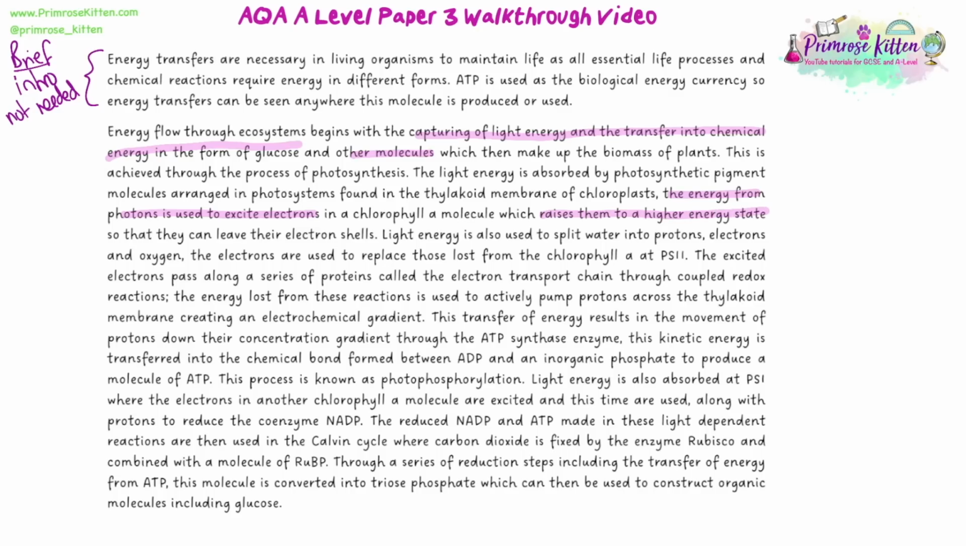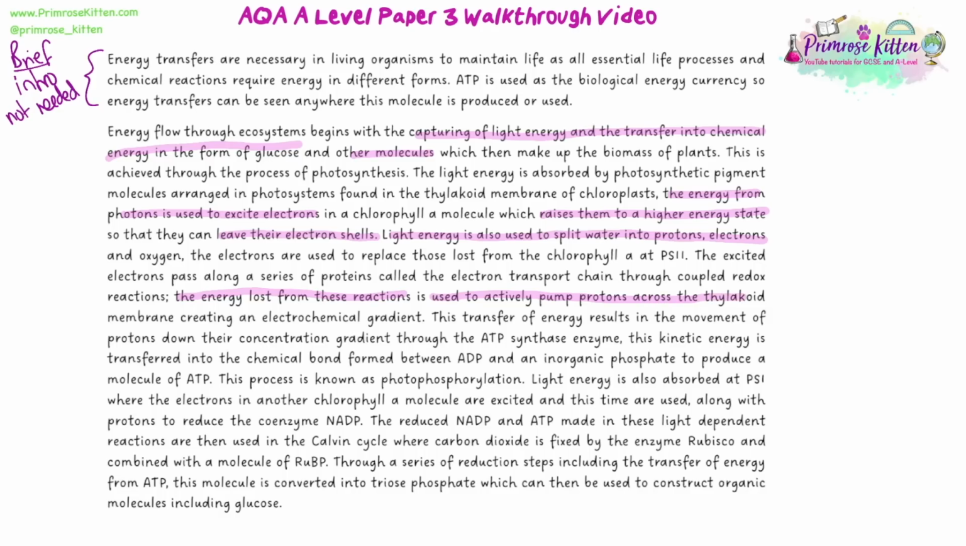The light energy is absorbed by photosynthetic pigment molecules arranged in photosystems found in the thylakoid membrane of chloroplasts. The energy from photons is used to excite electrons in a chlorophyll A molecule, which raises them to a higher energy state so that they can leave their electron shells. Light energy is also used to split water into protons, electrons, and oxygen. The electrons are used to replace those lost from chlorophyll A at photosystem 2.